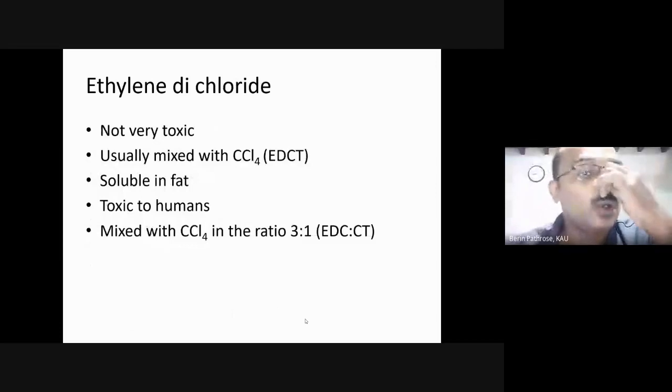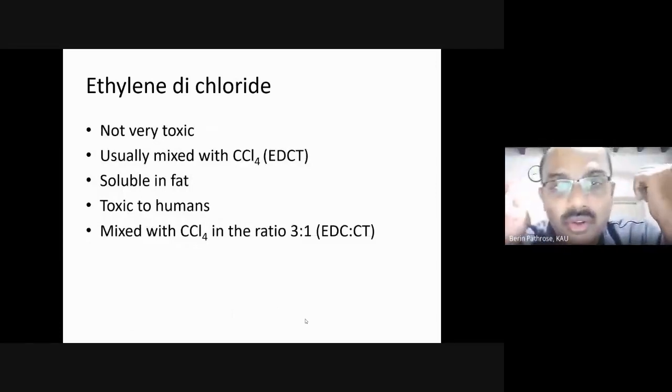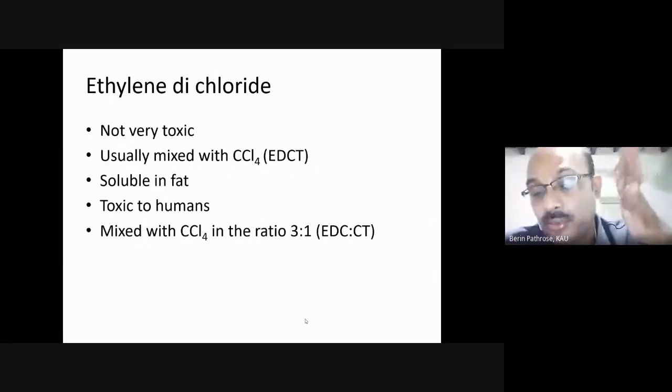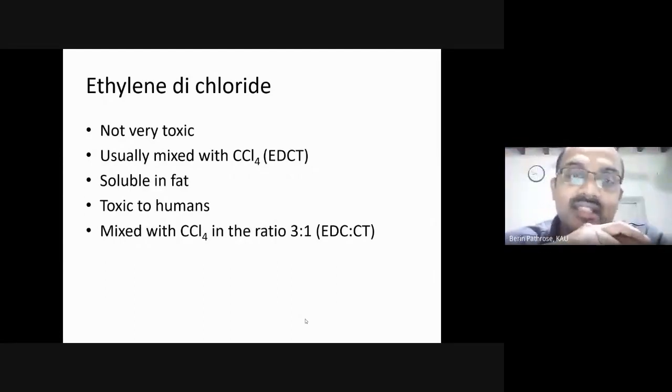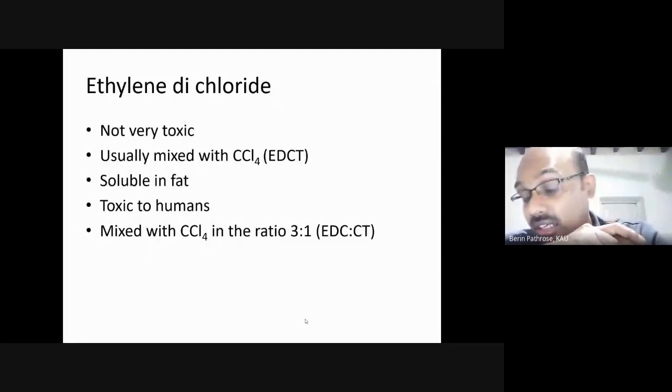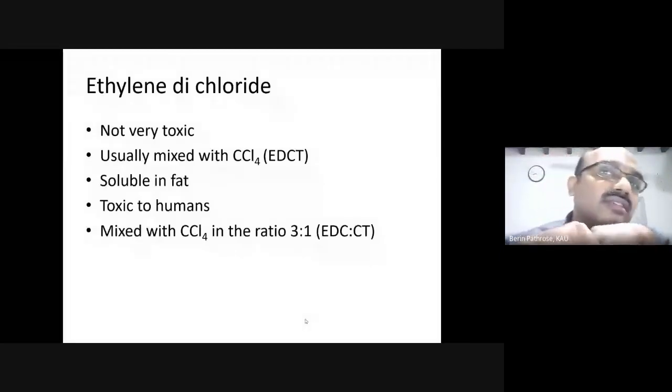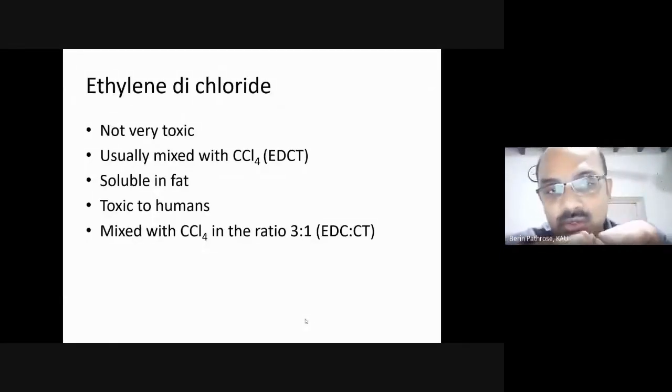Then comes ethylene dichloride. Ethylene dichloride is also not that very toxic. It is mixed with carbon tetrachloride in 3:1 ratio to reduce the inflammability, as well as to provide a warning mode. But it also has the property of getting solubilized in fat and it is not very toxic. So it's not that effective as aluminum phosphide or methyl bromide. That is one disadvantage of EDCT.